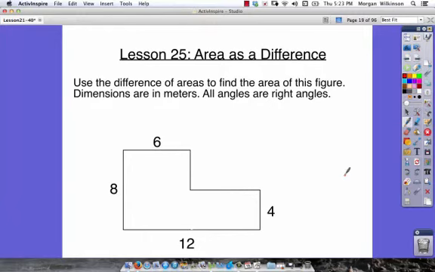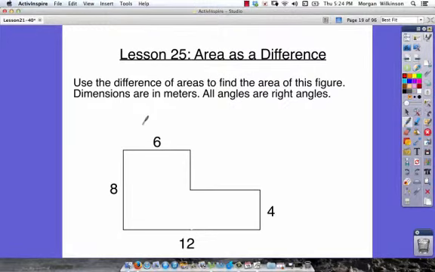Lesson 25 has a title of Area as a Difference. Now, we know area. Area, that's just how many square units a figure contains. It's always two-dimensional for a flat surface. And difference means to subtract. So we're actually going to be using subtraction in this lesson to find out about area of a figure.